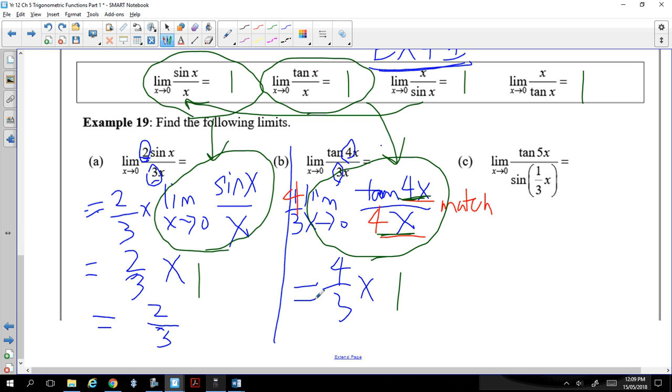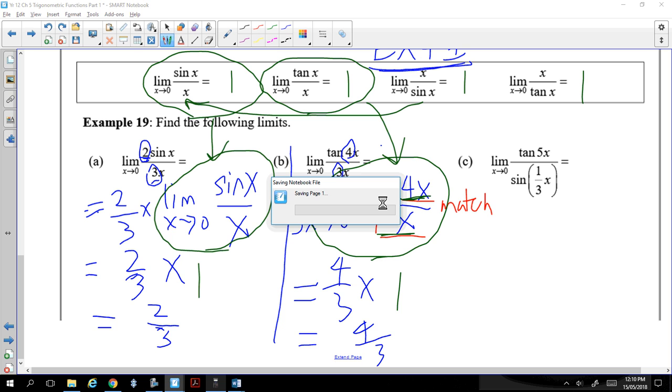Okay, note the strategy I just used. Alright, after we do this, we'll do the third one. How do you do the third one?